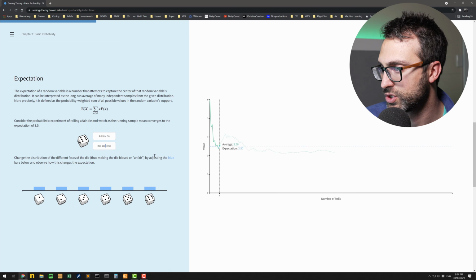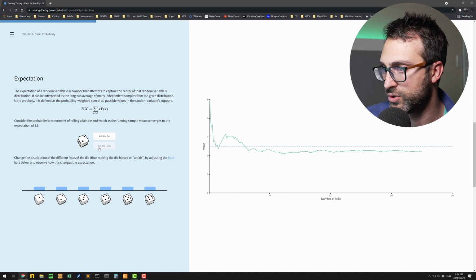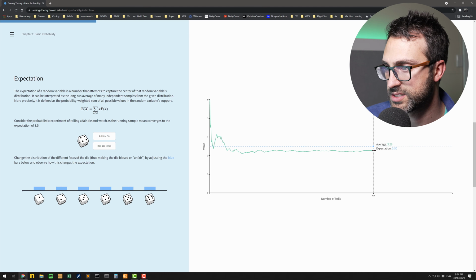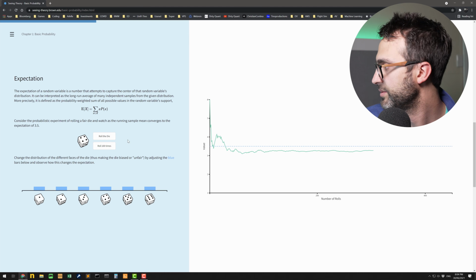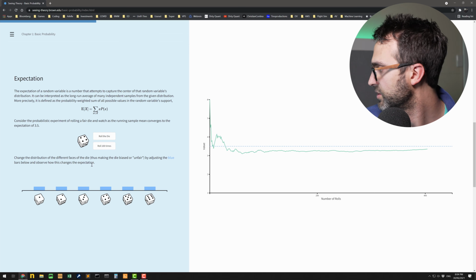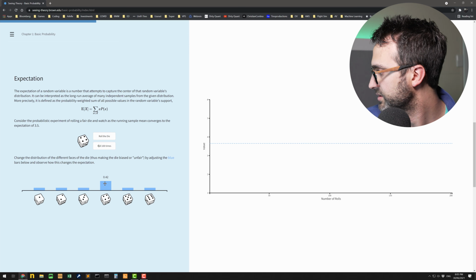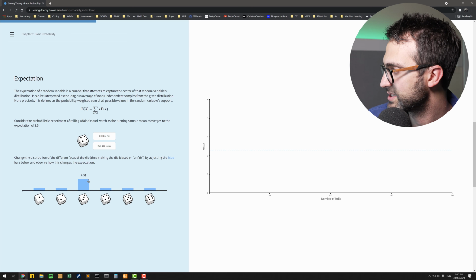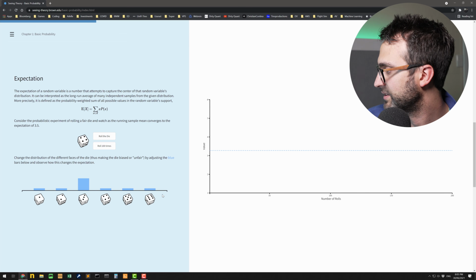It should converge to that blue line. I'm actually surprised it's quite a bit lower. I mean, that's 3 and a bit. I can adjust them down here. Oh yeah, so I can actually change the weights, and that's pretty cool. You can change the weights, and that changes the expected value in real time.